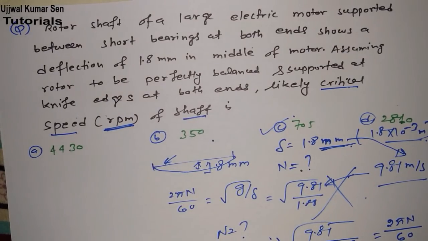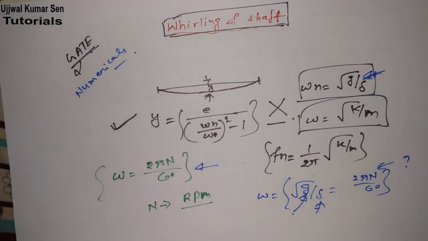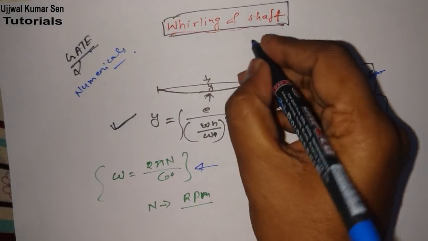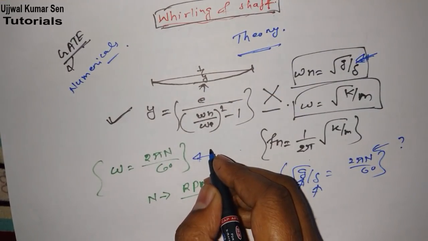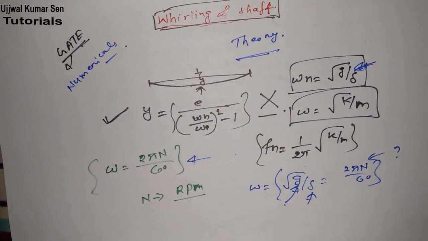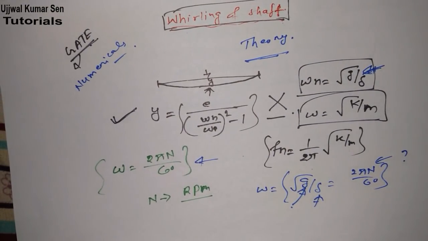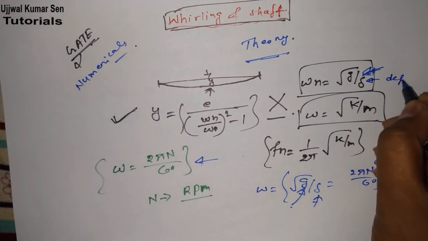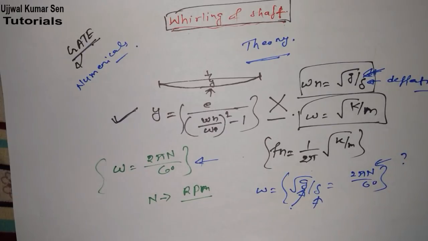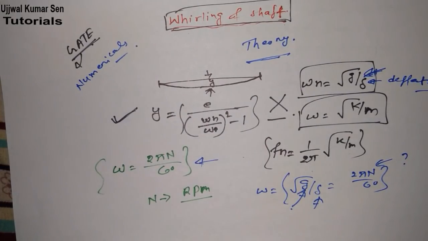Now let me tell you a few other things about this. If you are preparing for the GATE examination, this is the thing you require. But if you are preparing for a university examination, then theory is also important. You need to learn what is basically whirling of shaft. That is also important. But here, what is delta? Basically it is deflection. That is also shared in the question. And what type of deflection? It is a static deflection, right?